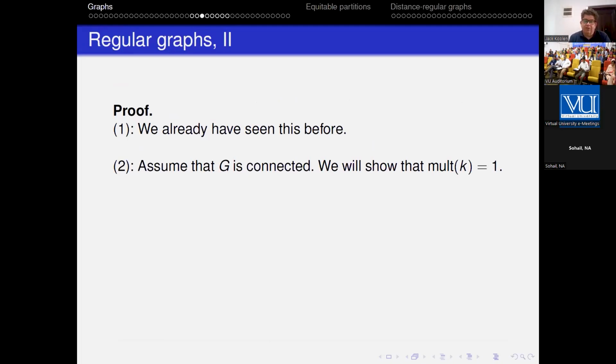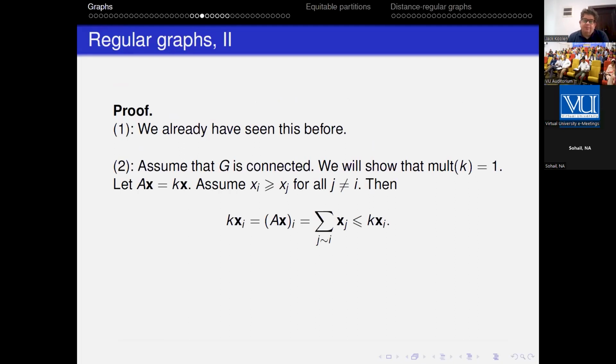Now we assume that T is connected. We will show that the multiplicity of K must be equal to 1. So let AX be K times X, and assume that Xi is the largest of all the Xj's.